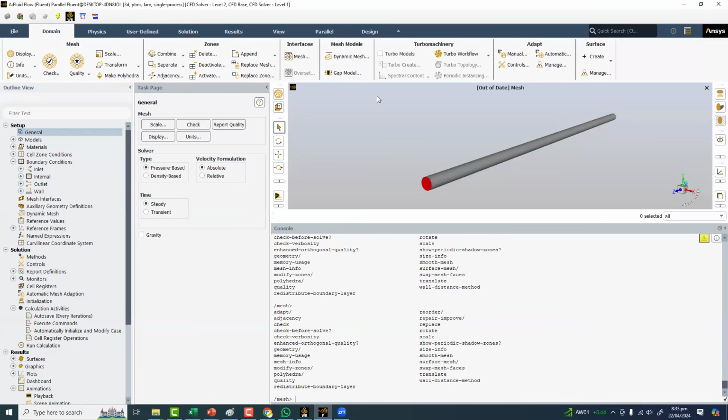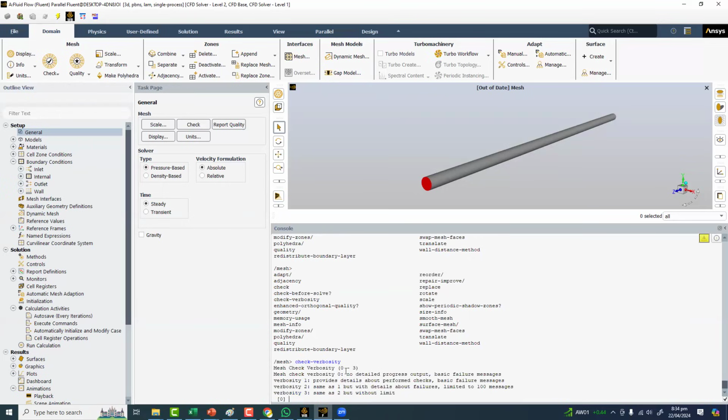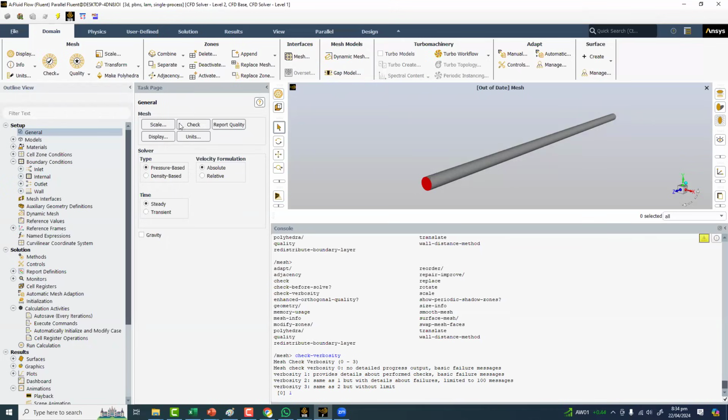Okay. So this command you can copy here. This is check verbosity. Okay, this command I think is not here. So you can enter it, and then you can see it goes from 0 to 3. 0 is the default one, like if you click on report quality, this will show you only two qualities. One provides details about the performed checks and basic failure messages, and two is the same as one, but with the details about failures limited to 100 messages. Okay, so let's try 1.